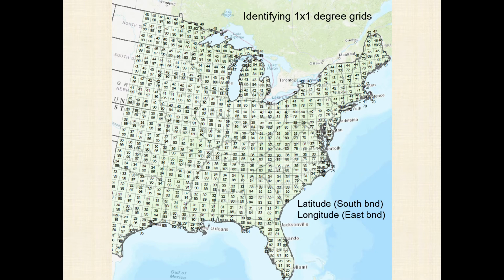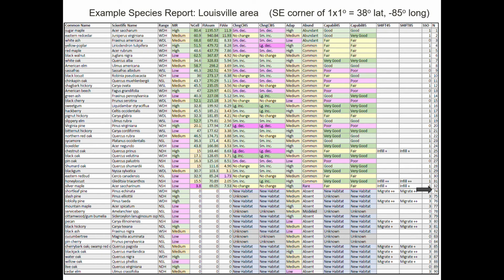So I'm going to zero in on this one site. As you can see, I've got a lot of 1 by 1 degree grids here. I'm going to zero in on one called S38E85. That means the southeast corner of that 1 by 1 degree grid is latitude 38 and longitude minus 85, or 85 west. Again, Louisville area.